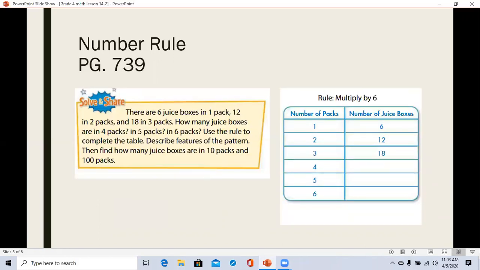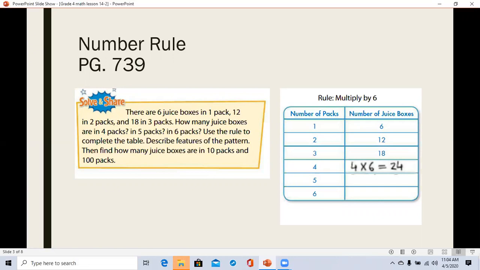The number rule. Let's turn to page number 739. There are 6 juice boxes in one pack, 12 in 2 packs, and 18 in 3 packs. How many juice boxes are there in 4 packs, in 5 packs, and in 6 packs? Use a rule to complete the table. Describe features of each pattern and then find how many juice boxes are in 10 packs and 100 packs.